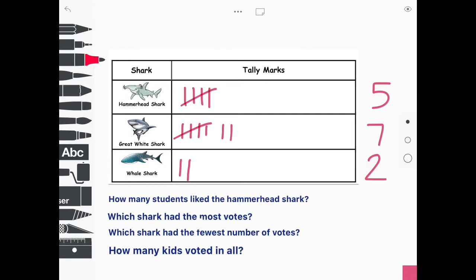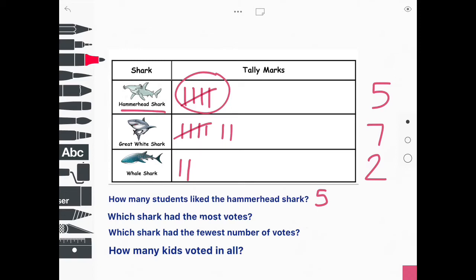We know how many kids liked each shark. So now we have a couple questions, and that's why it's really important to keep such an organized graph, because it helps organize your information and data in order to analyze it or compare different pieces of your information. The first question says, how many students liked the hammerhead shark? So I can go back up here, find the hammerhead shark, and I see, 5 students liked the hammerhead shark. So I'll write the number 5.